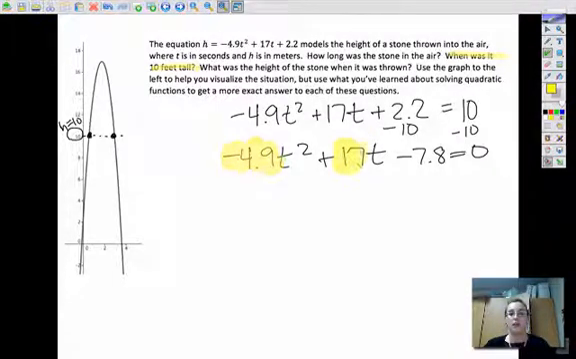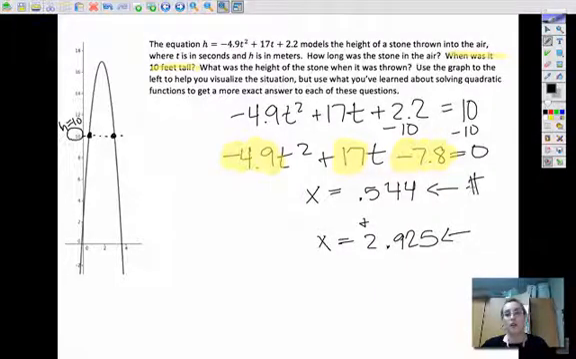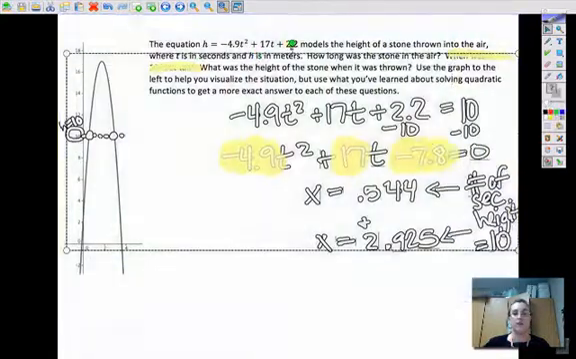I use those in my quadratic formula, and I get that there's two solutions, x equals 0.544 and x equals 2.925. These are the number of seconds. Each one is the time when the height is 10. Okay?